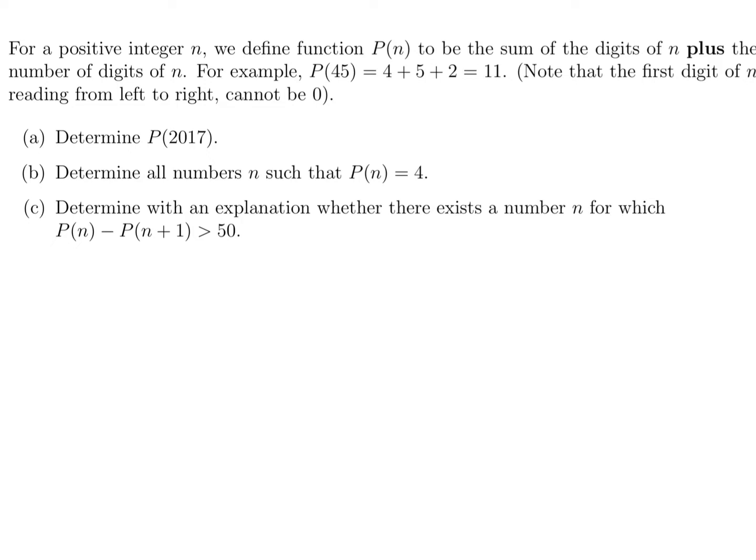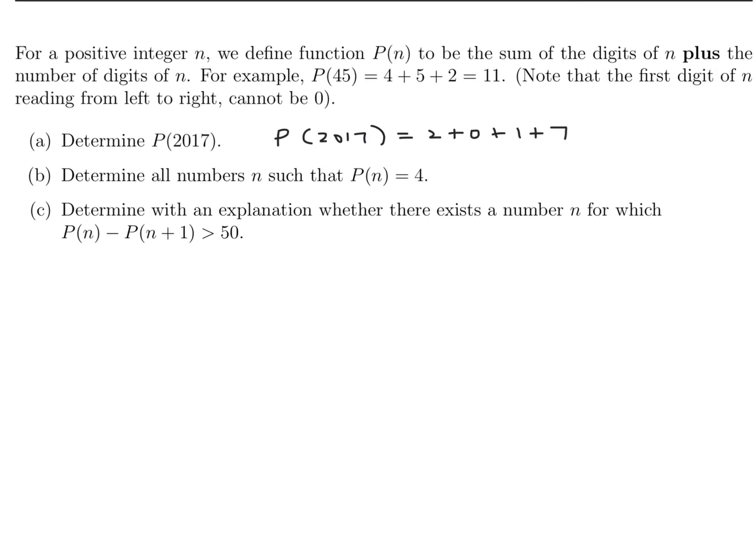Determine P2017. So let's apply the same principle. P2017 would be the sum of the digits, so that's 2 plus 0 plus 1 plus 7, plus the number of digits of n. So in this case, the number of digits is 4. So there we go. So that looks like 3, 10, 14. So P2017 is 14.